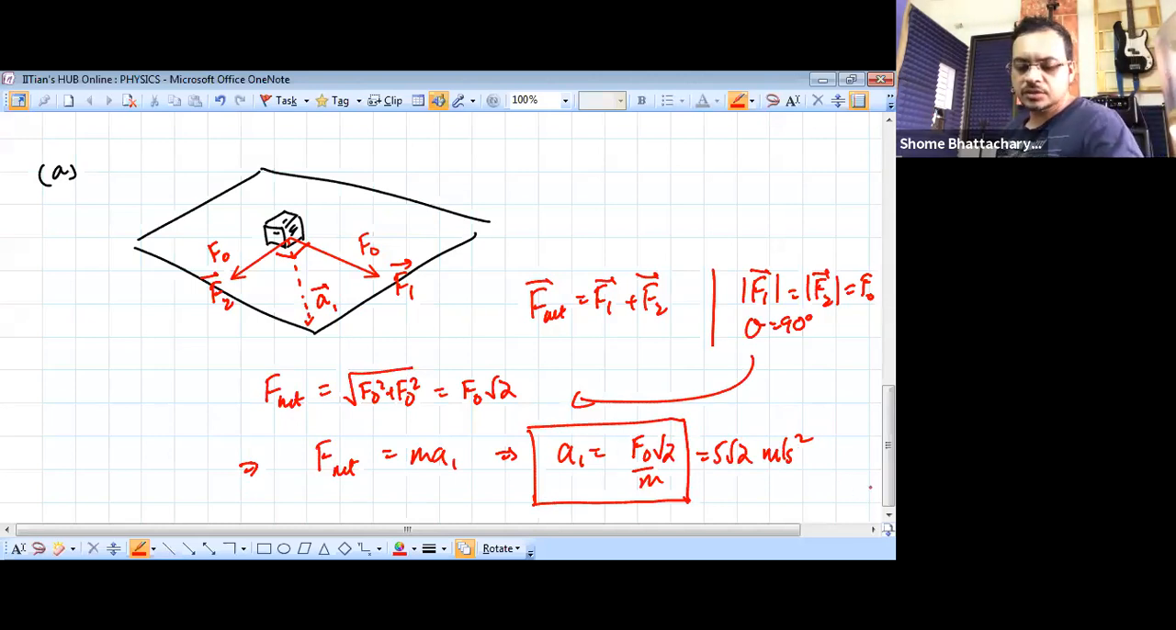Yes, so that's the same thing, not much difference. Whether you say f by m is 5 or you say f is equal to 5, it's one and the same. Very good, so that's the correct method. Now let's come to the B part.